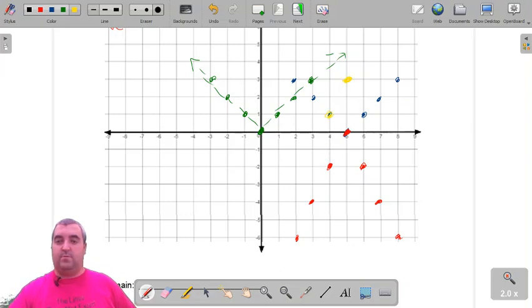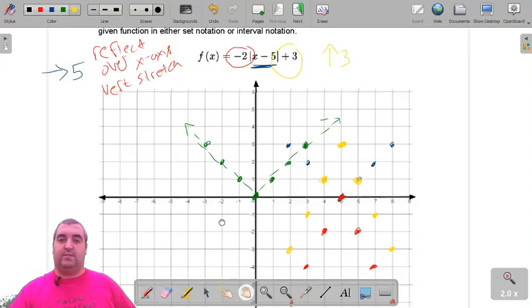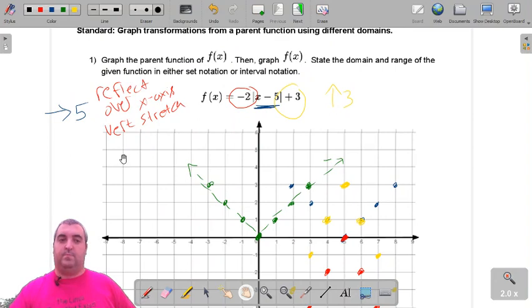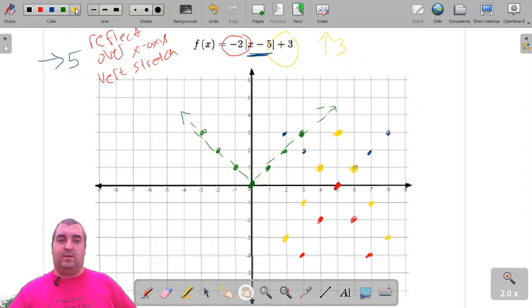So 1, 2, 3. Yeah, it's really nice when you have different colors, if you're able to do it, because you can do each color is a different transformation. Obviously, if you don't have different colors, as you do these, you may want to erase or just do it lighter. But because we have just finished our last transformation, we did over 5, reflect over the x-axis, and we did the vertical stretch, and then we did the up 3. So now we are done, other than connecting the line.